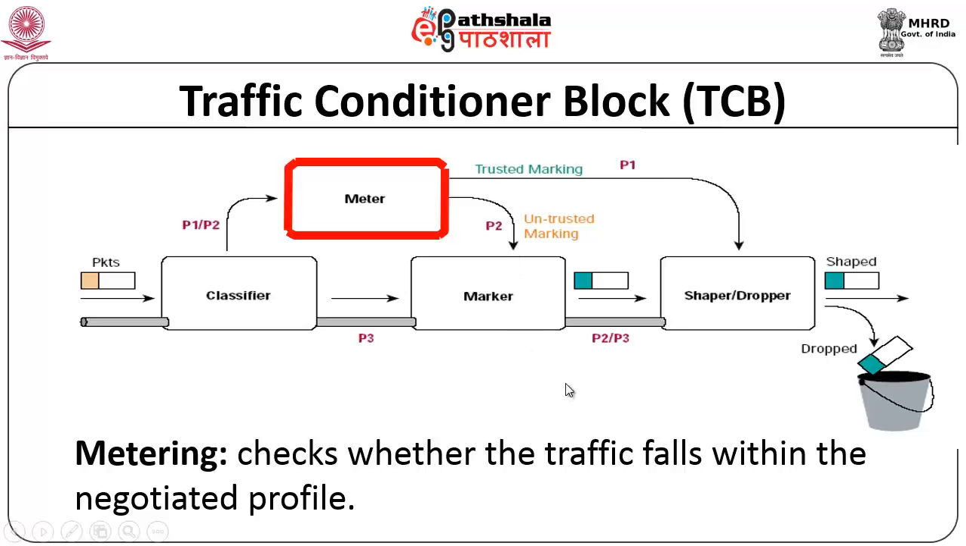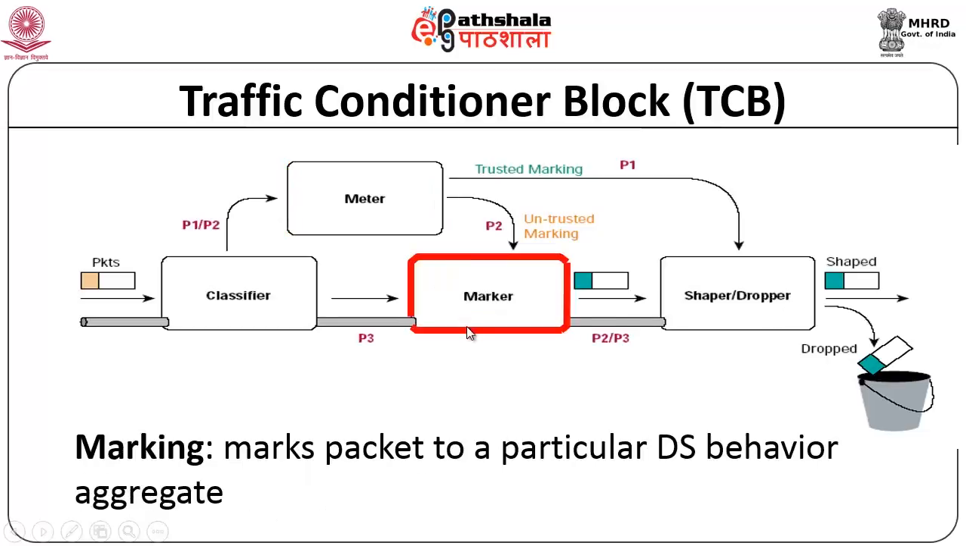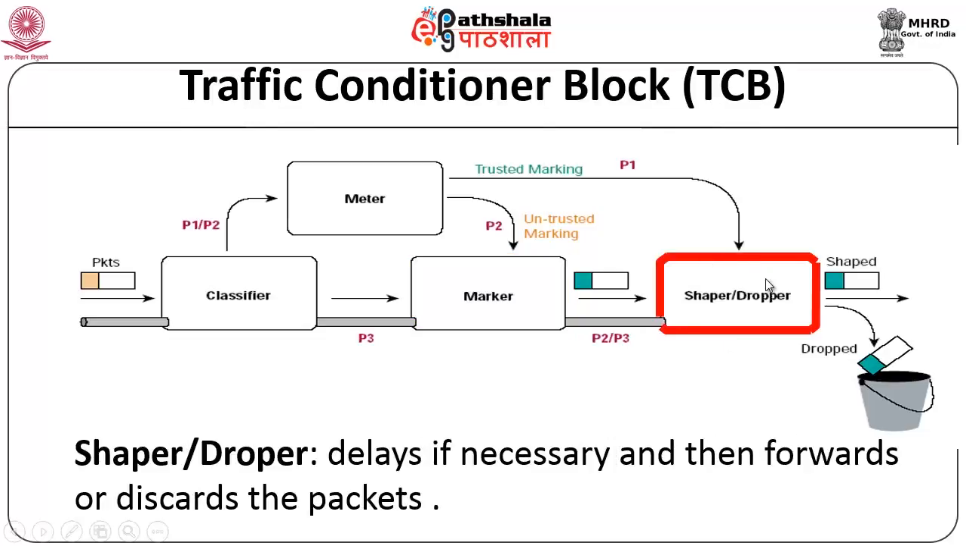So this comes over here, both P2 and P3. P3 can be treated as, for instance, best effort service, or something which does not come under this category which needs to be metered. So this P3 along with P2 is marked separately and sent out to a shaper or a dropper. You have this marker, which marks the packet to a particular DS behavior aggregate. This behavior aggregate is what will be specified by the differentiated services code point. And then it goes to the shaper or dropper, which will either delay it if necessary, or forward it, or drop the packet. This is what it will do.